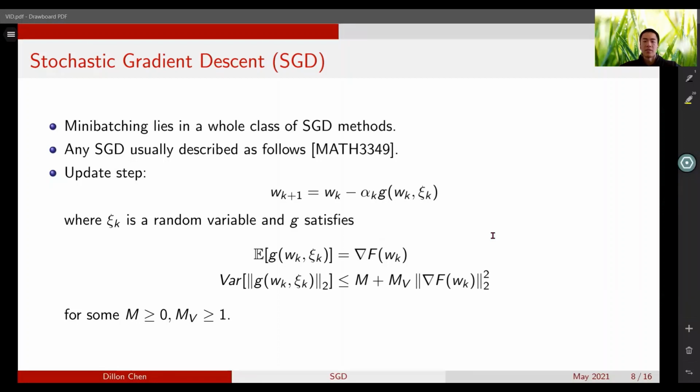Any SGD method can be formally defined as follows. We have an update step here, where instead of moving in the direction of the true gradient, we now move in the direction of some stochastic gradient G. The stochastic gradient is assumed to have expectation equal to the true gradient, as shown here, and has a variance identity given below here.